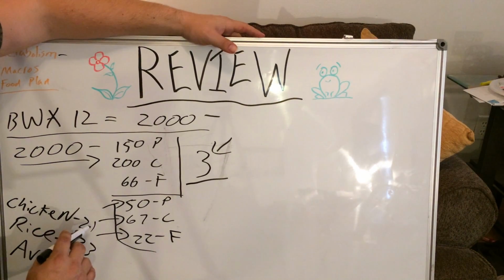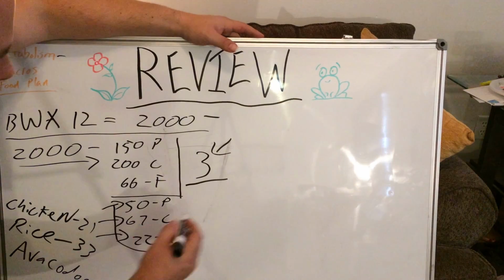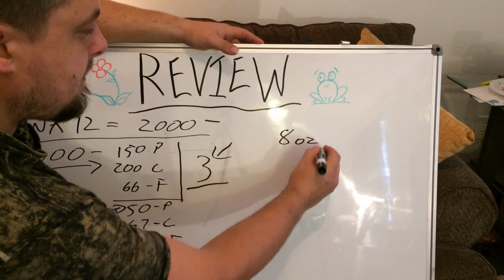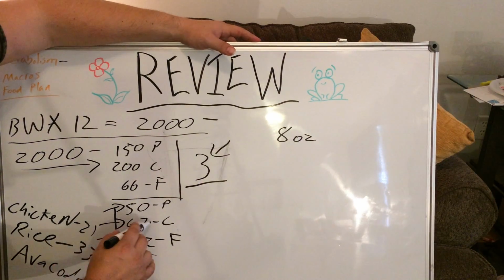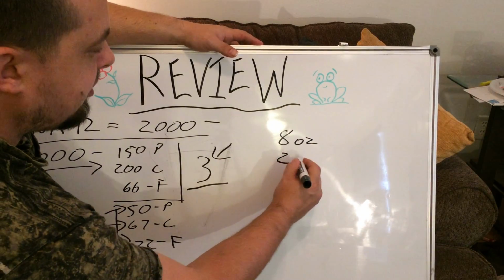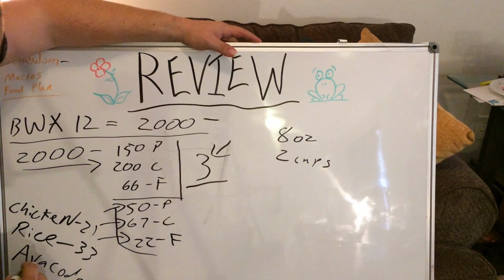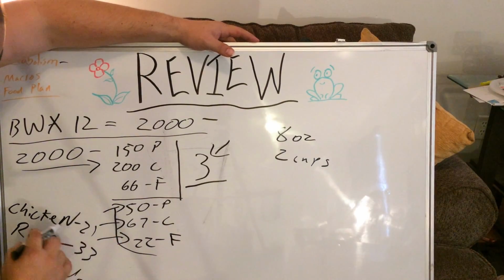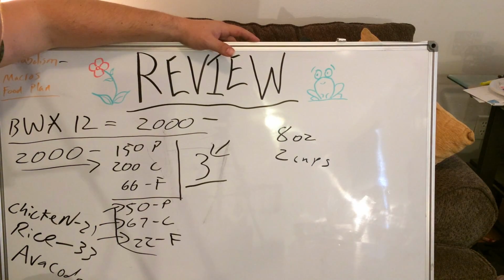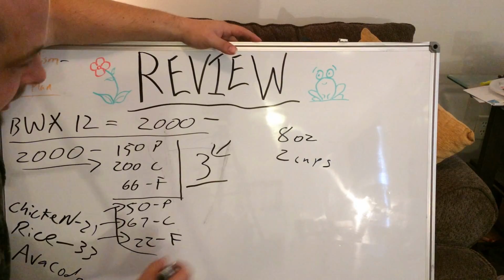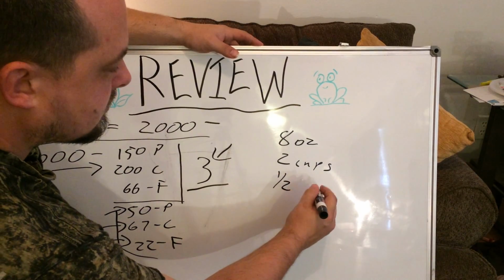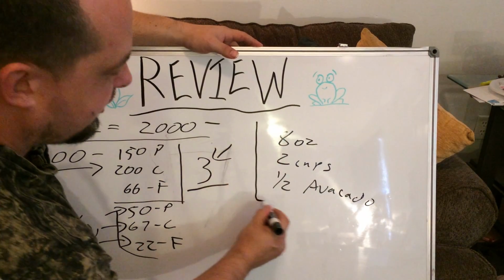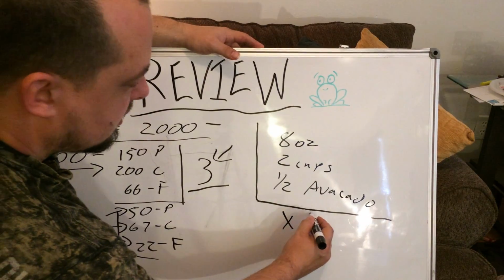Since we have 21 grams of protein per serving of chicken, and we need 50 grams of protein, we do 2 servings of chicken, which is 8 ounces of chicken. We need 2 servings of rice to hit 66, so we end up with 2 cups of rice. And we need 22 grams of fat. We have fat in chicken, we have fat in rice, so we only need 14 grams of fat from avocado. So we only need half an avocado. And this is your meal, 3 times a day.